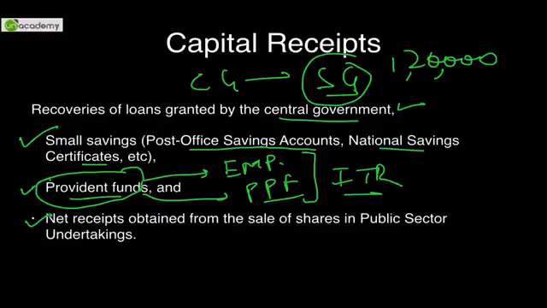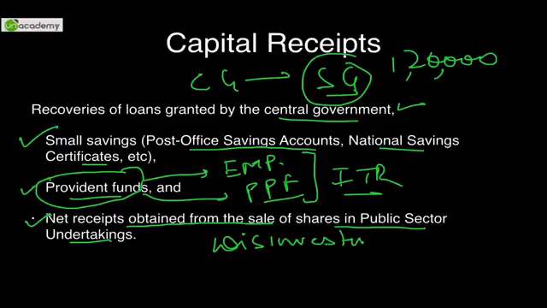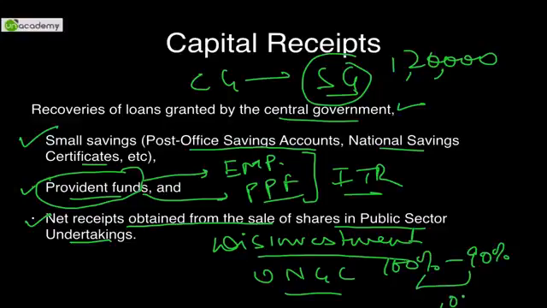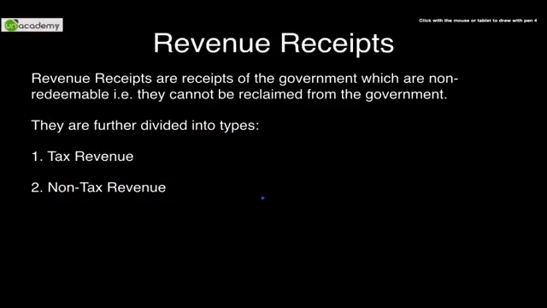Third is net receipts obtained from the sale of shares in public sector undertakings. This is known as disinvestment. So, if the government does not have money, it would disinvest its stake in ONGC, Oil and Natural Gas Corporation, from 100% to 90%. Let's say it dilutes 10% of its shares and raises 10,000 crores. It is considered a capital receipt. The second item is revenue receipt.